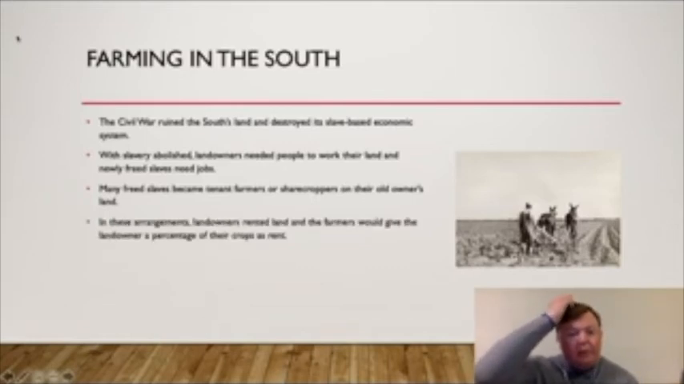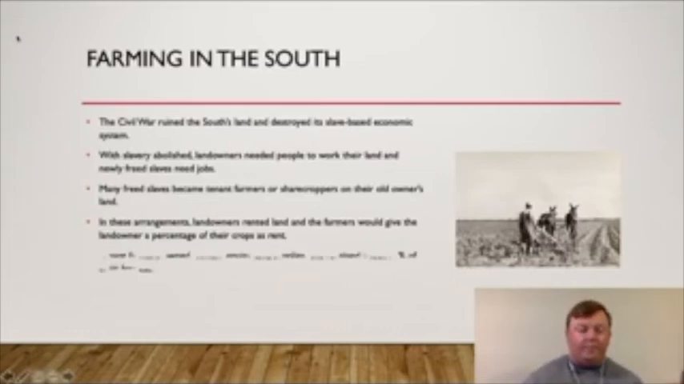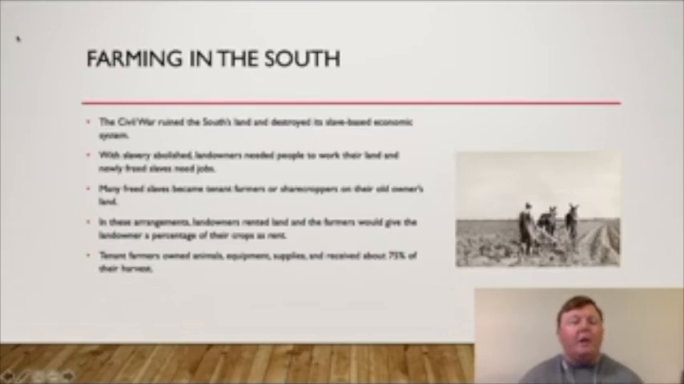Okay, so in these arrangements, landowners rented land, and the tenant farmers or the sharecroppers would give the landowner a percentage of their crops as rent. So what's the difference between tenant farmers and sharecroppers? Tenant farmers owned animals, equipment, and supplies, and received about 75% of their harvest. Okay, the other 25% again is going to the actual landowner as rent.